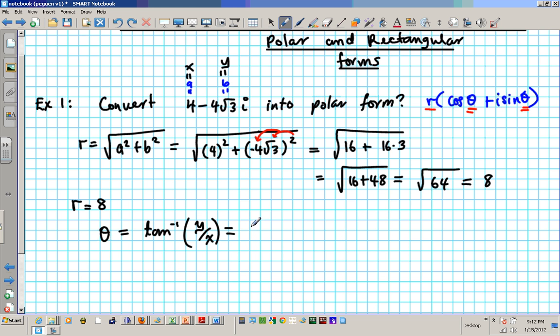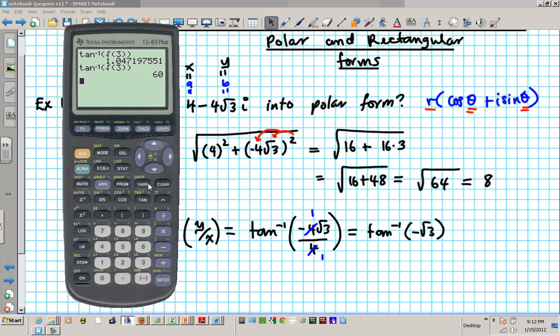So we're going to take the inverse tangent of the second number, negative 4 root 3, which is also y, or b, divided by the first number. And then when you divide that out, you can reduce this 4 and this 4. This one goes here 1, that goes here 1. And then you have the inverse tangent of negative root 3. Okay, now we're going to make use of our calculators to do this one.